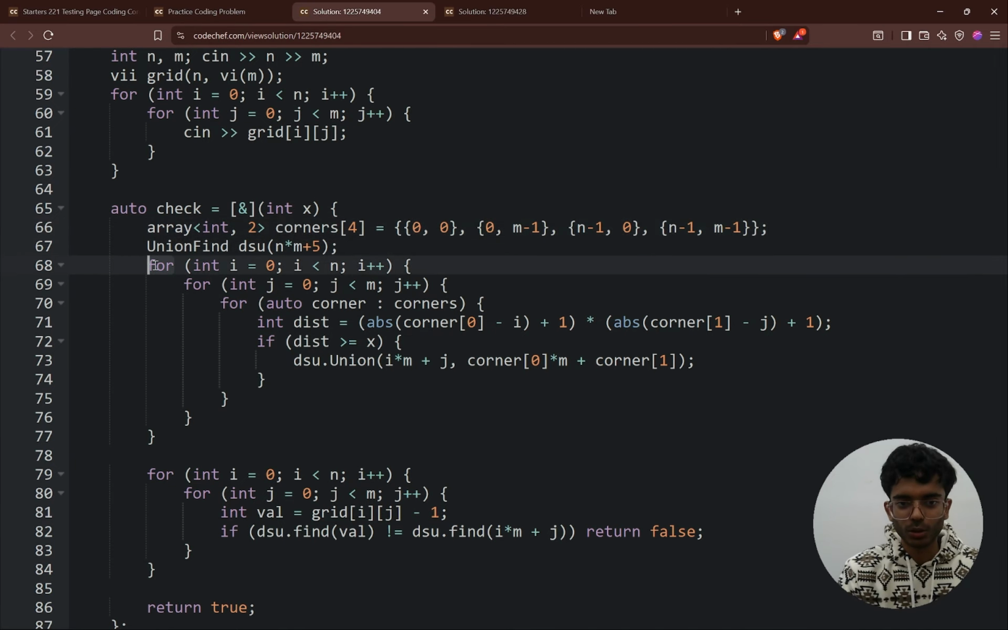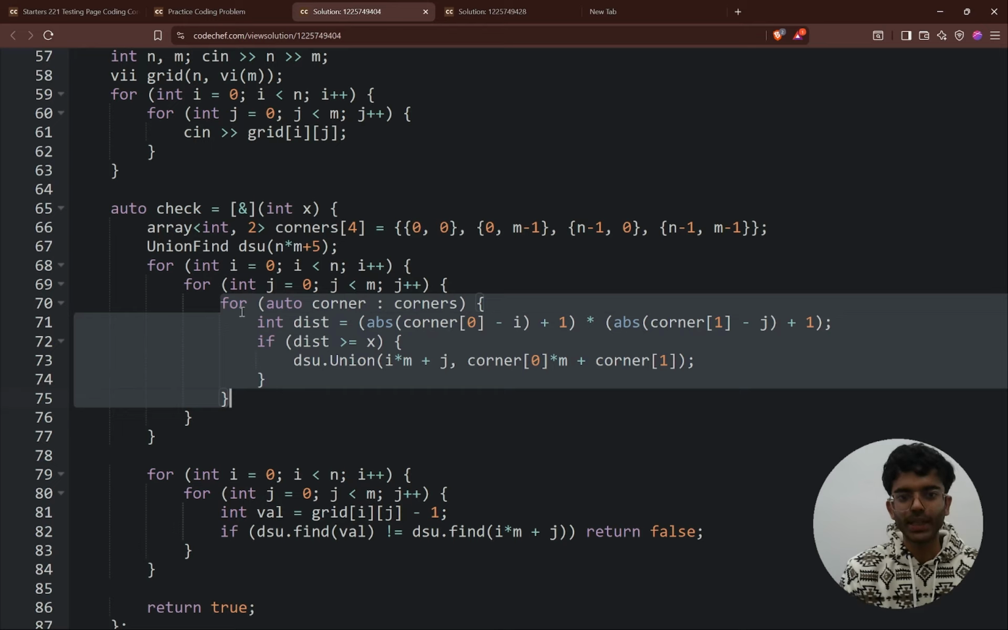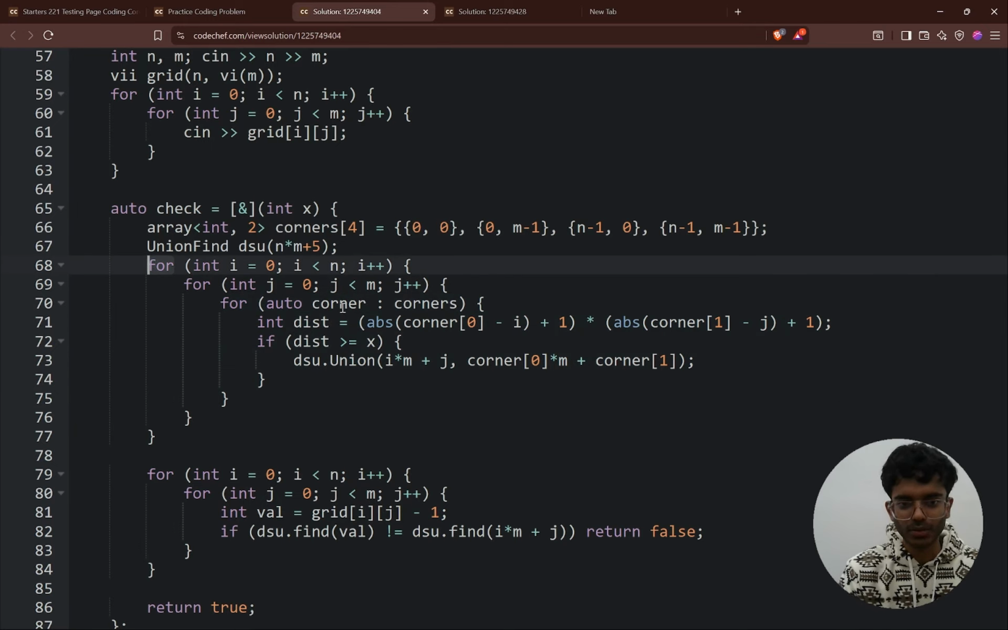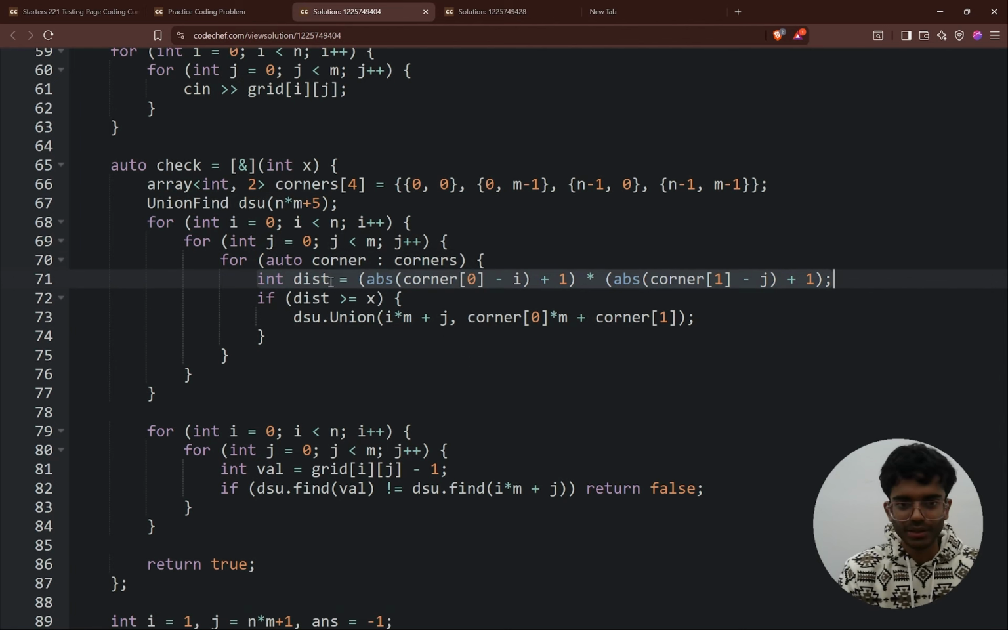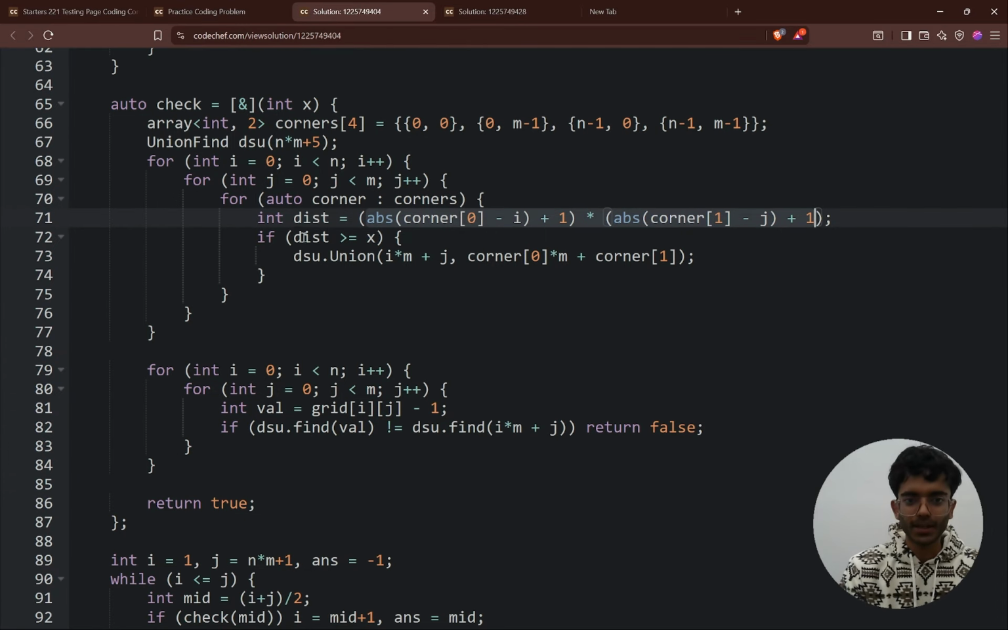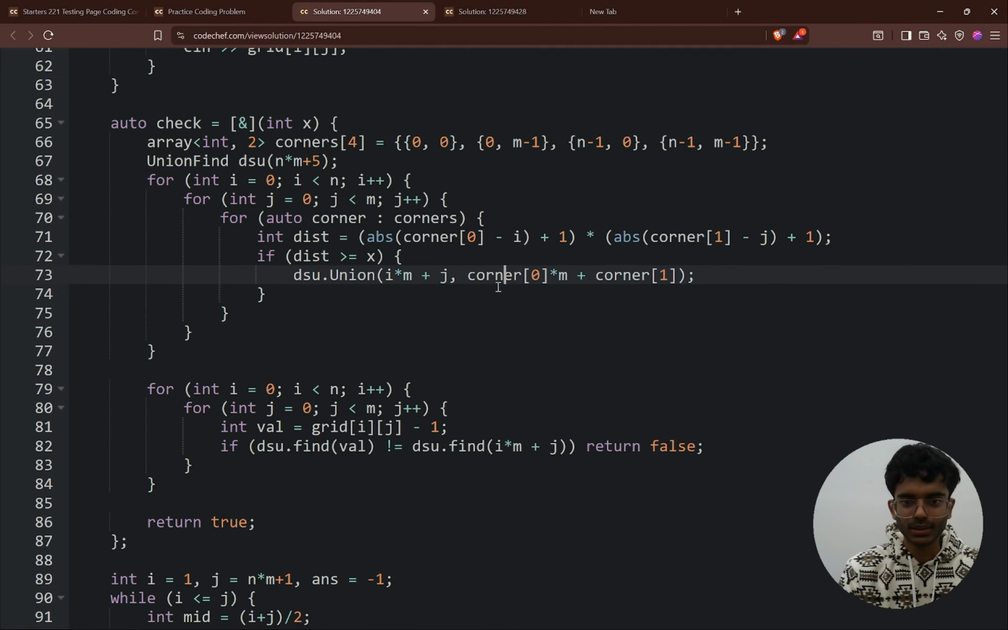So we'll run a loop for all the nodes. Then we'll run a loop to connect this i, j node with this corner. So this is the distance. Now, this is pretty much a distance formula which is given in the question. And if this distance is greater than or equal to x, we'll connect these two nodes. Now what is the node present here?